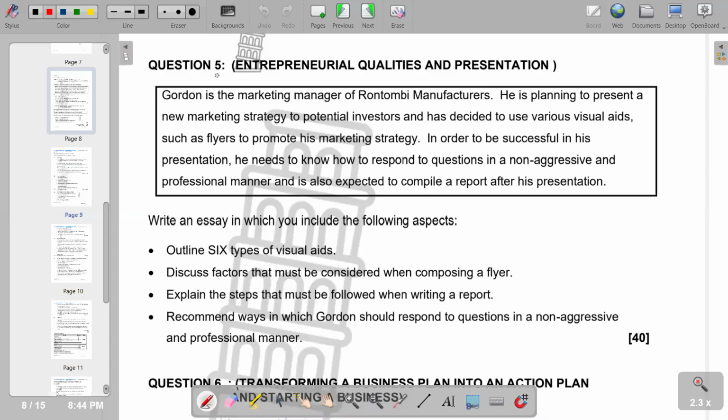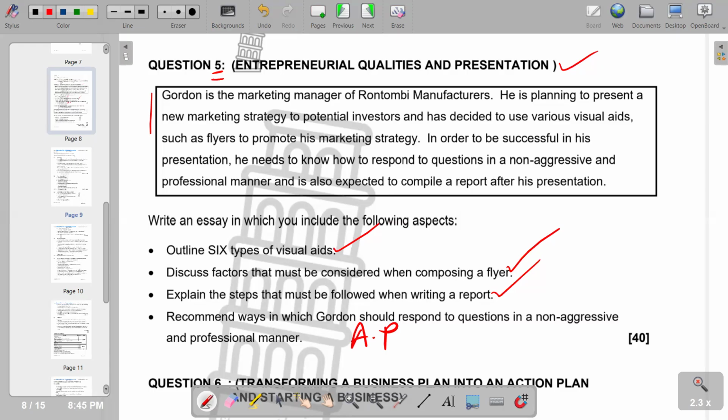So question 5 is the essay part, on entrepreneurial qualities and presentation. We are given a scenario before the requirements of the essay. You have to write an essay in which you include the following aspects: outline 6 types of visual aids, discuss factors that must be considered when composing a flyer, explain the steps that must be followed when writing a report, and then on the additional part, you have to recommend ways in which a person should respond to questions in a non-aggressive and professional manner. So these are the questions that we have.